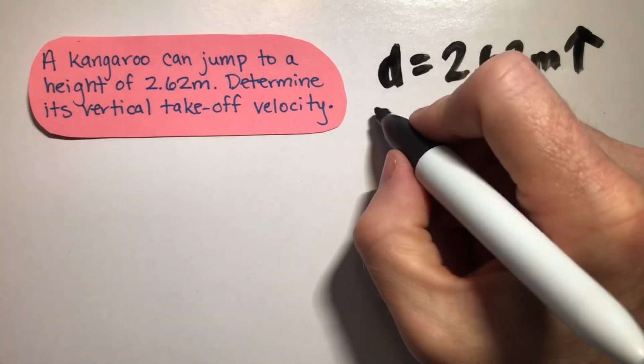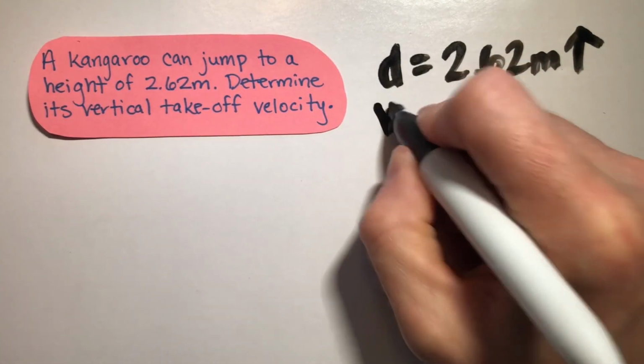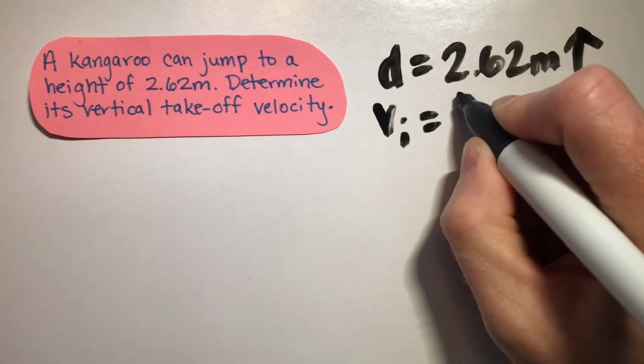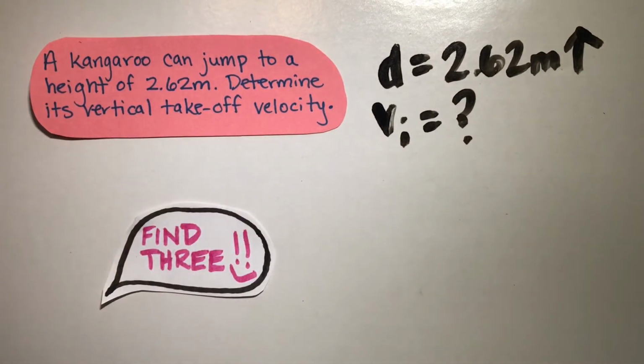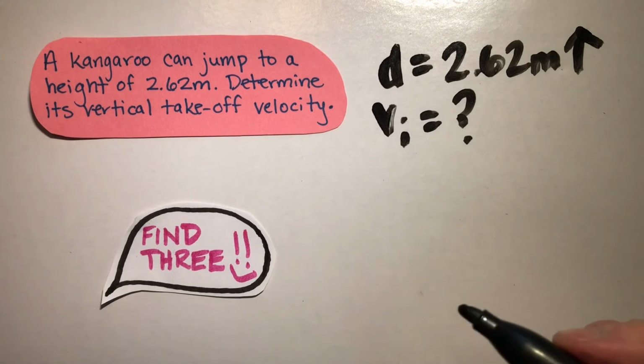The only other thing I know for certain from the problem is that I have to find the vertical takeoff speed, which is the initial velocity. That's the variable I have to find. Well, I need to find 3 variables in order to find a 4th. So what are these other variables that I need to find that are implied in the question?